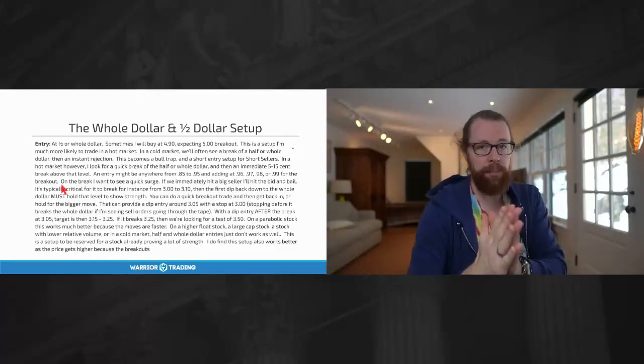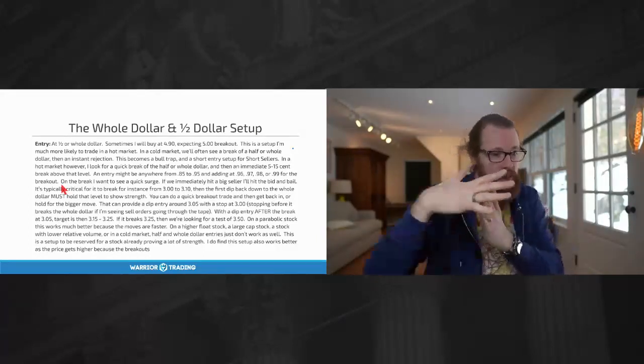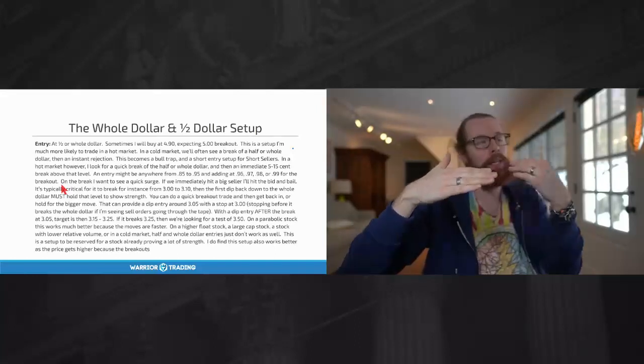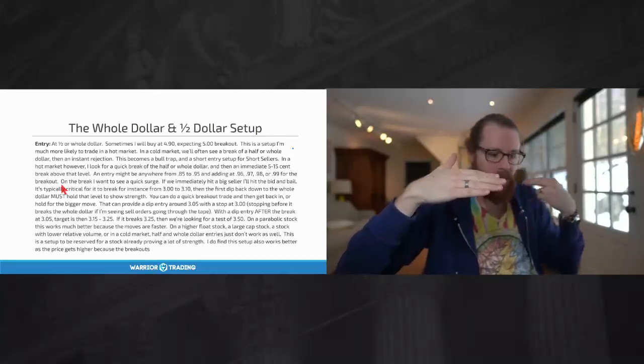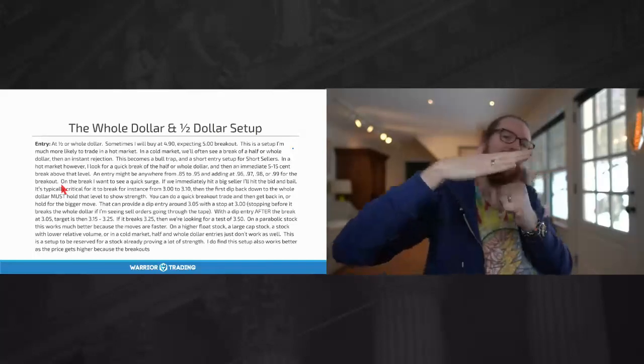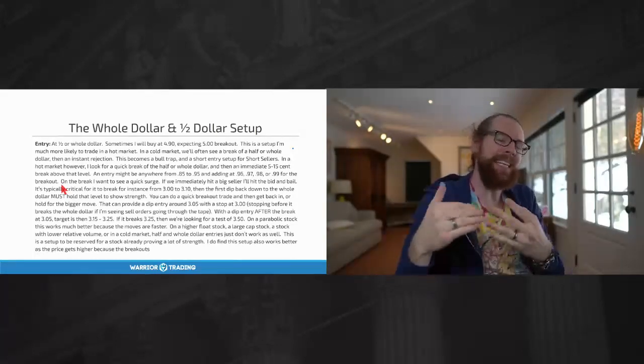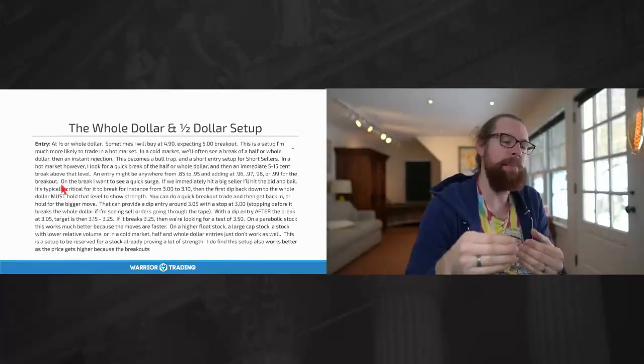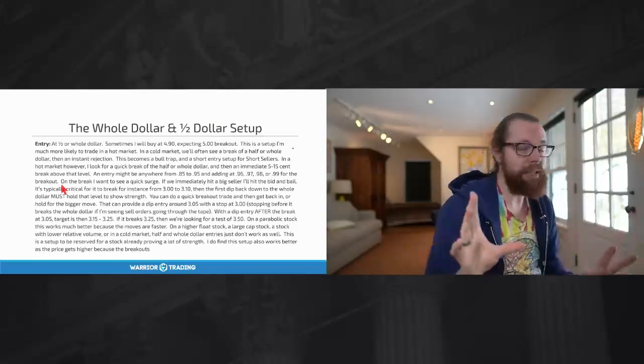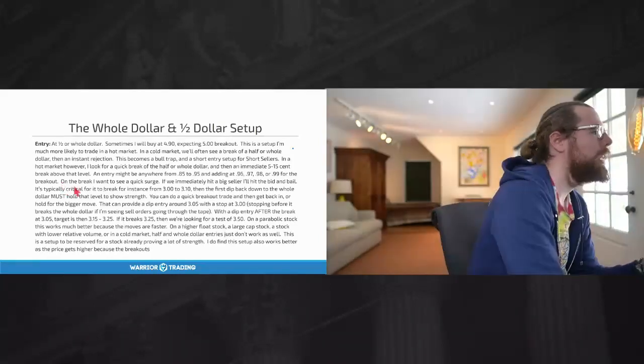And then usually in that scenario, I'm going to try to hold for the second approach. Sometimes the first time it doesn't break, sometimes the second time it doesn't break, but if it keeps accumulating those sell orders there and hitting its head on that level, then I expect that it's only a matter of time before it bursts. Again, that's more in a hot market than in a cold market.